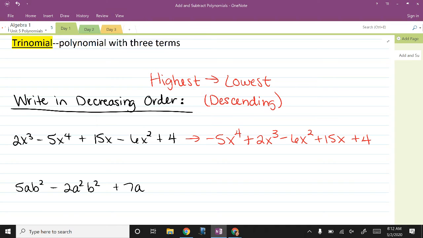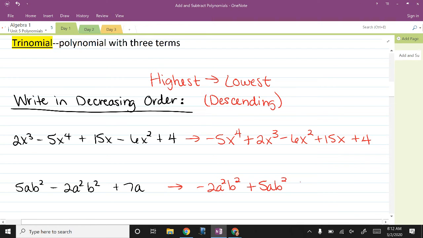Now, what's the degree of this monomial? 3. 1 plus 2 is 3. What's the degree here? 4. What's the degree here? 1. Which one has the highest degree? Yeah, the middle one, right? So that one goes first. -2a squared b squared. Then what? Plus 5ab squared, and then plus 7a.